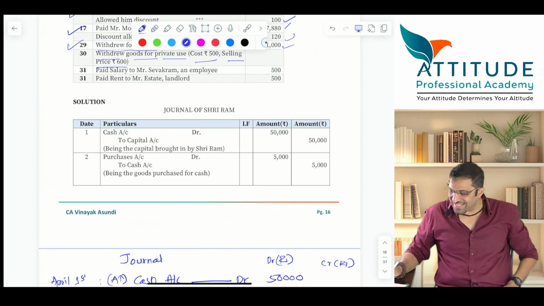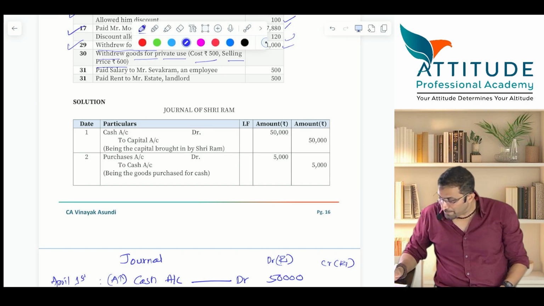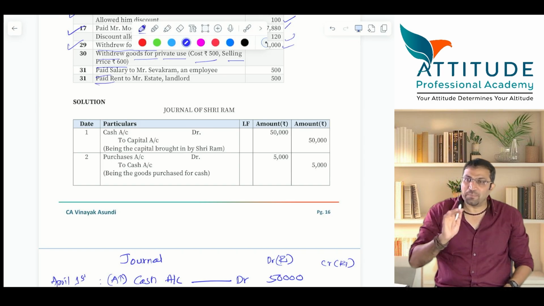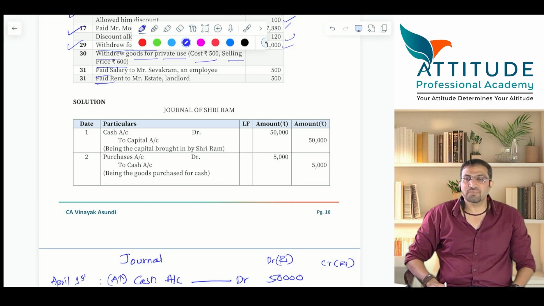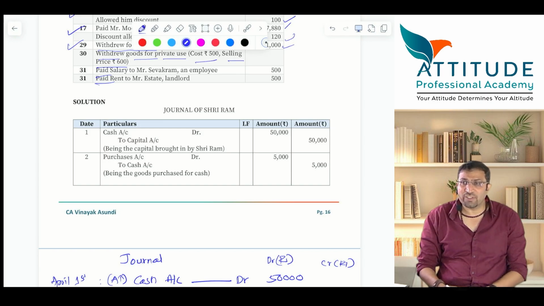Paid salary to Sevakram, an employee, 500. Paid rent. The word paid means it is a cash transaction. Correct? Now, your paying means cash account is credited, asset reduces, cash reduces. So in both the cases, cash account is credited. But what is debited? What did you get?